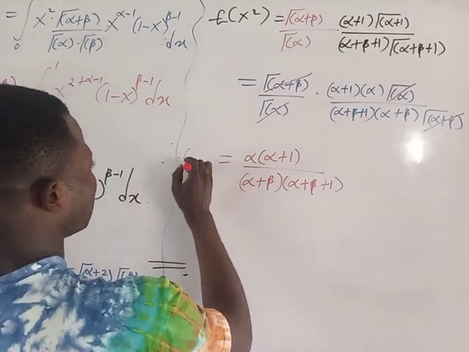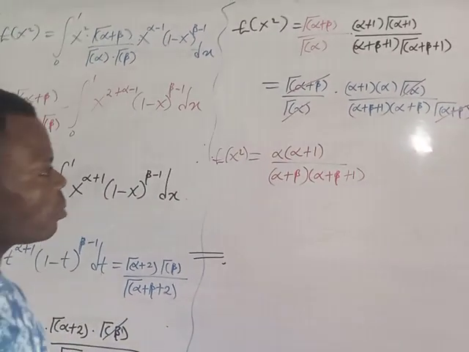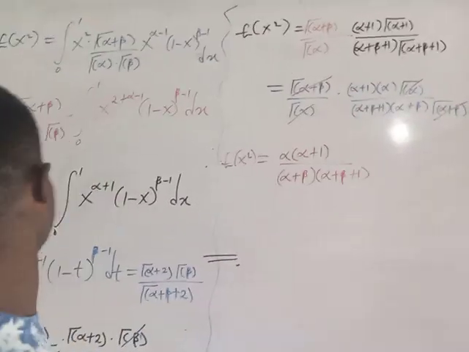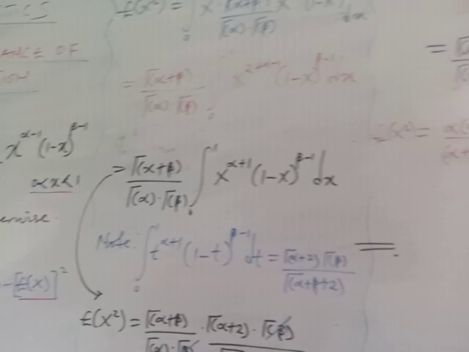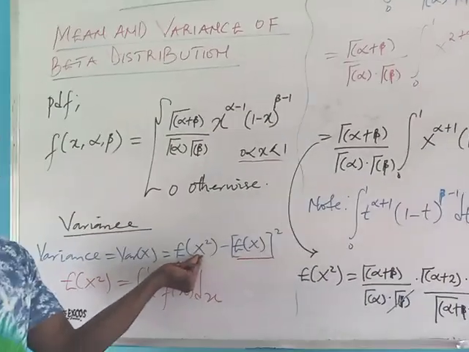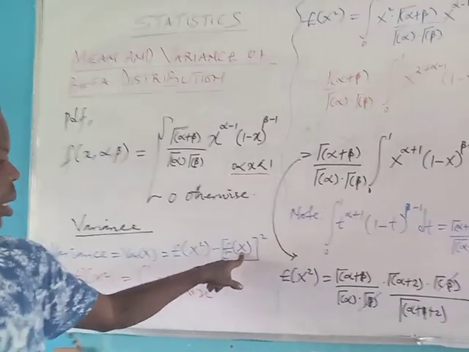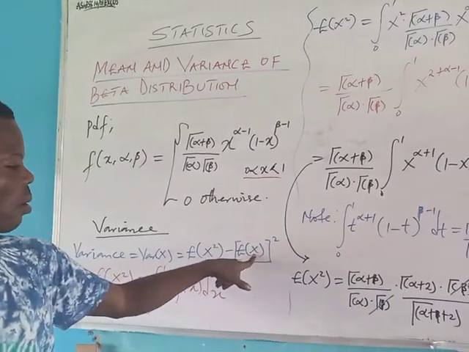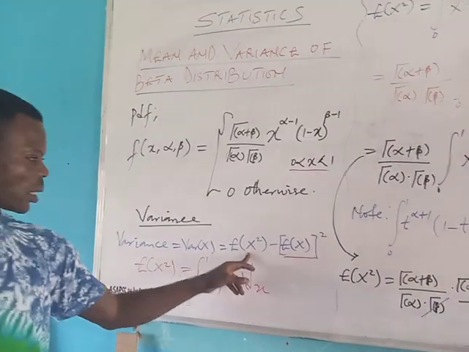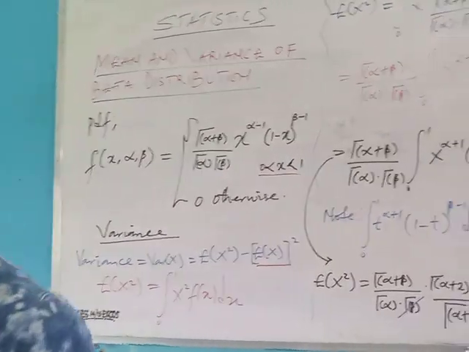This is our expected value of x here. Now, if this is our expected value of x here, don't forget we are interested to find the variance. We are done with this, and we've calculated this already, which is our mean, and that one is alpha over alpha plus beta. We just substitute this, and we simplify. Let's see what we are going to have.